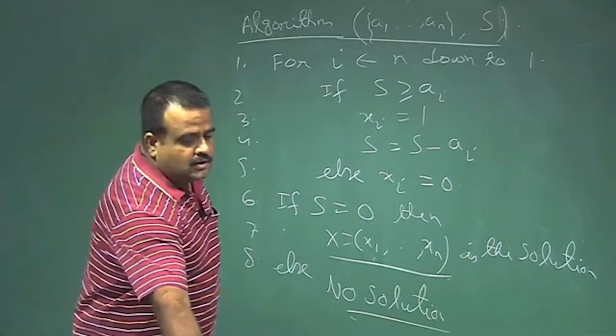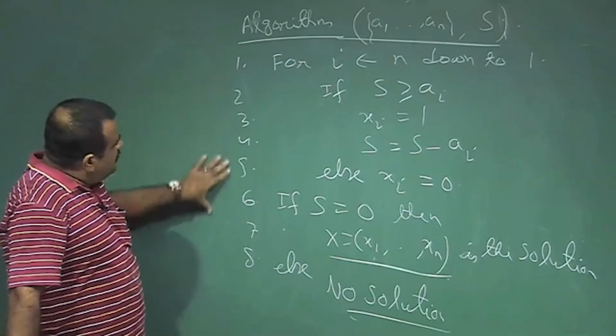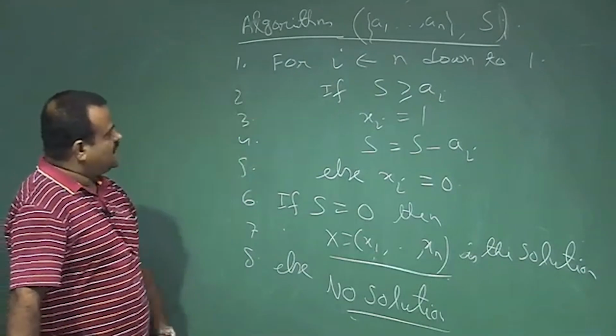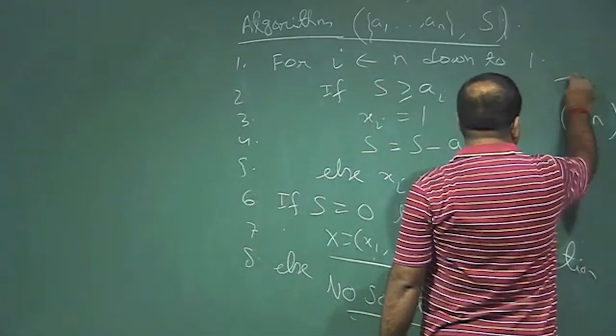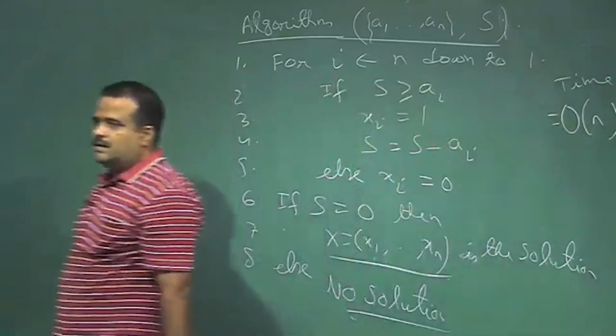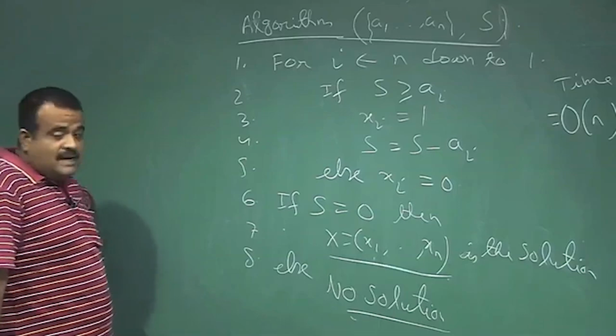What is the time complexity for this? This is basically a loop of size n. So this is an order of n algorithm. So this is a polynomial time algorithm in the size of the input. So this is good, but in general it is hard.